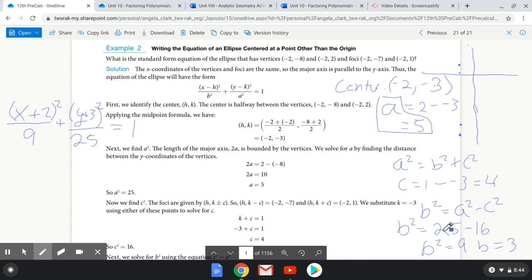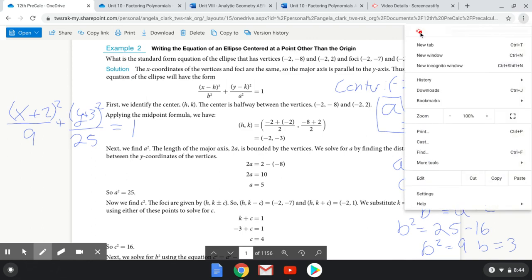Okay, so that's all I'm going to do for this video. In the next video, we're going to be graphing. So we're going to have the equation and we're going to be graphing it. So I will see you in the next video.